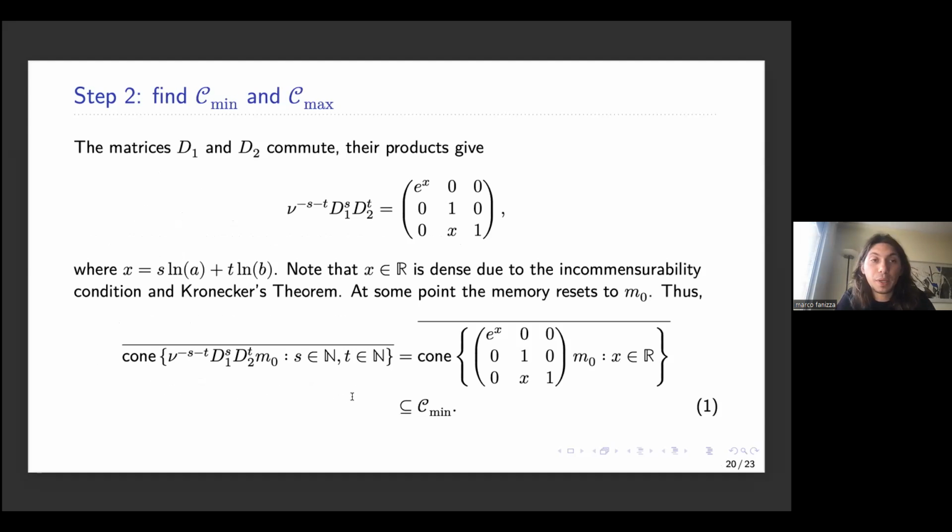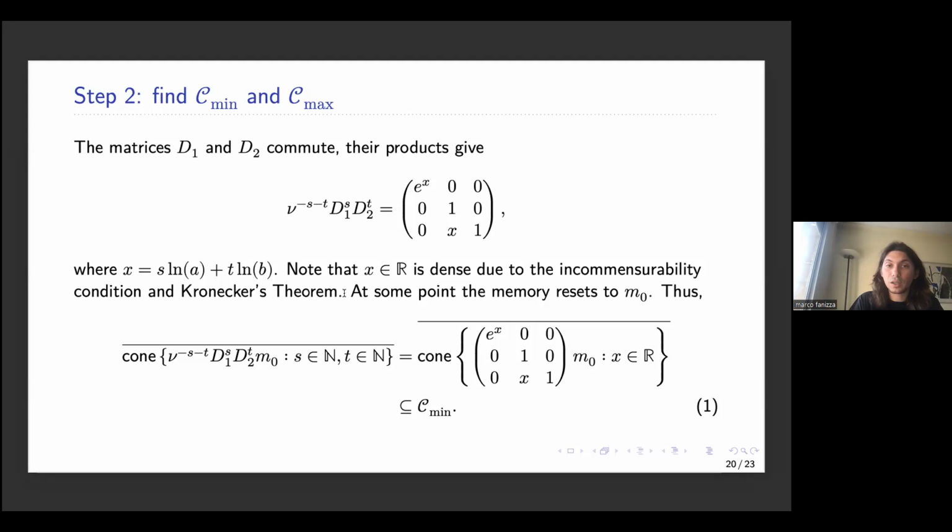We do it by looking at what the matrices D1 and D2 do. Their products can be rewritten in this way, where X is defined in this way. If one chooses the logarithm of A and the logarithm of B with different signs and to be incommensurate, when S and T vary in the natural numbers, X becomes dense in R. And so we can explore all the values of X.